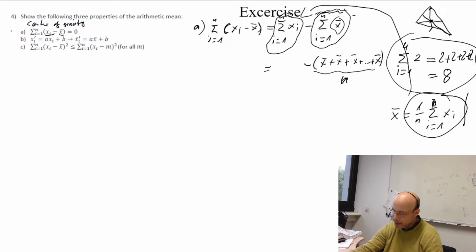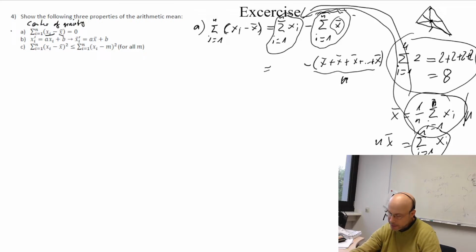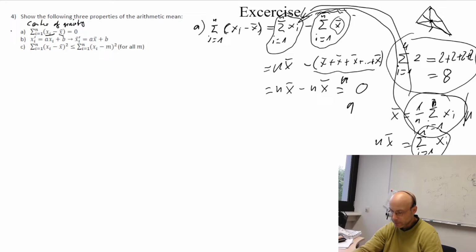Well, of course we can multiply this with n, and then we have n times x bar is the sum over i from 1 to n of xi. So this is obviously the same as this expression, so we obtain n times x bar. Here, in this case, we sum up n times x bar, so we obtain n x bar minus n x bar, and voila, this is of course 0. Quod erat demonstrandum.